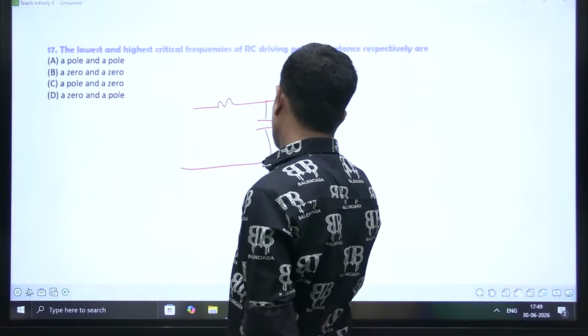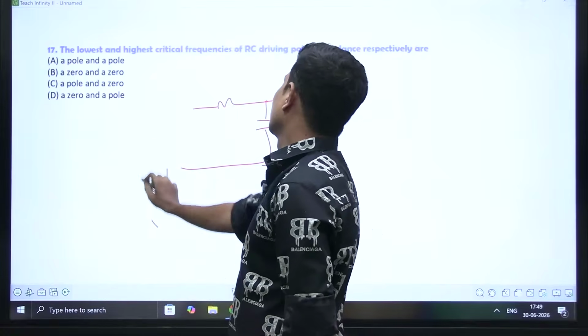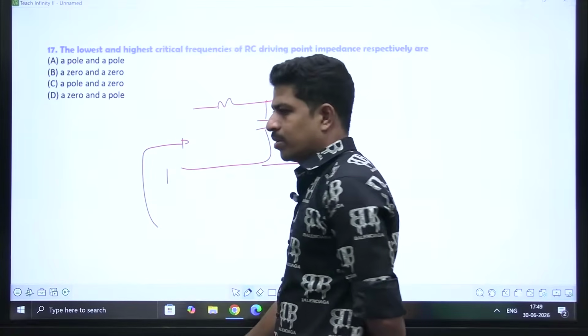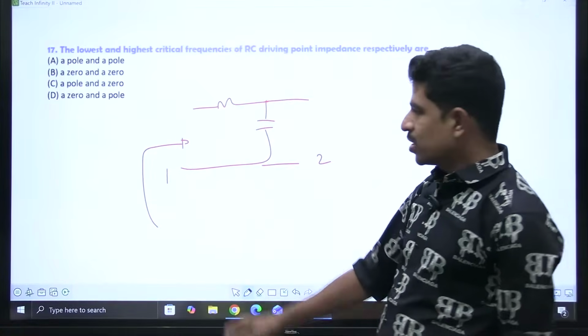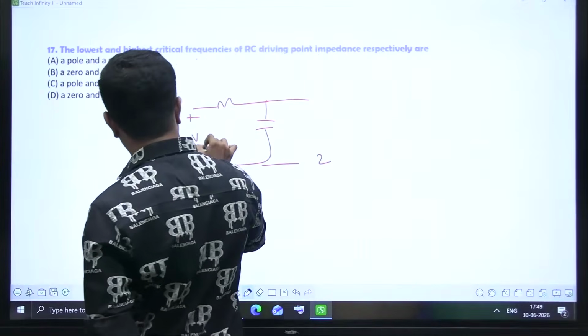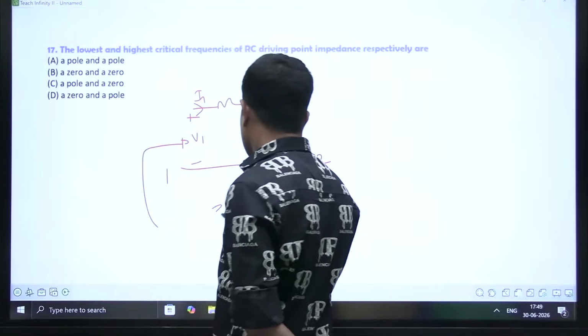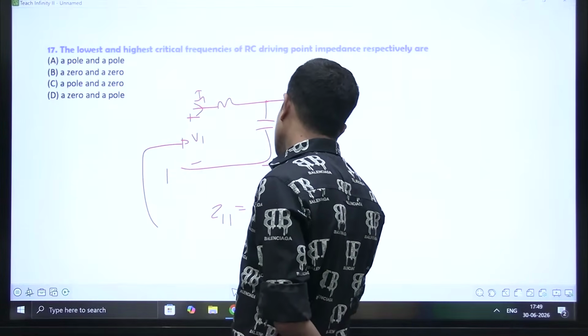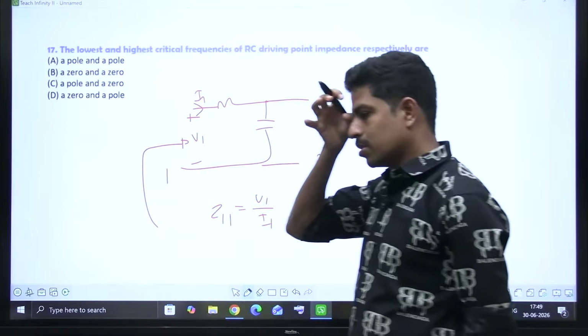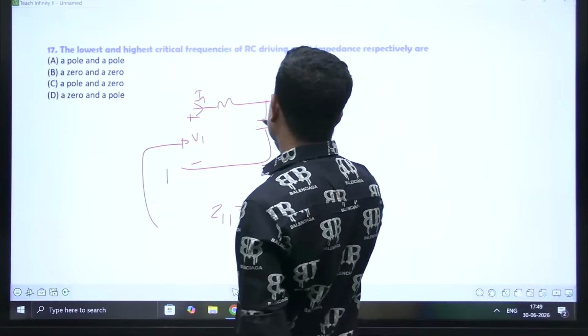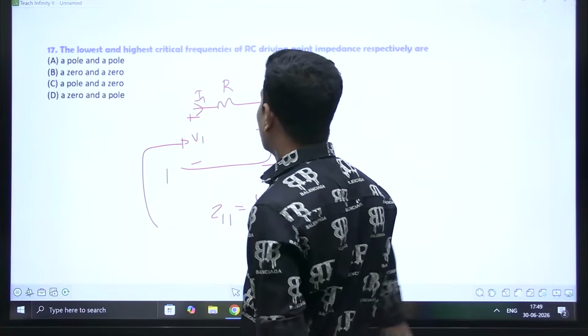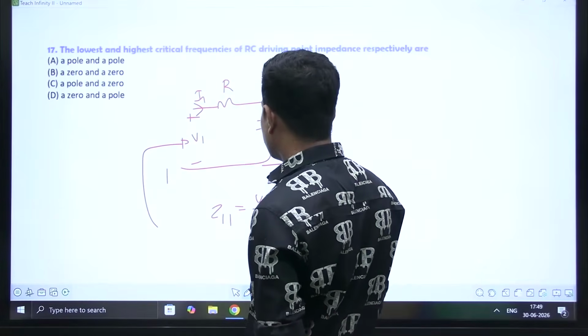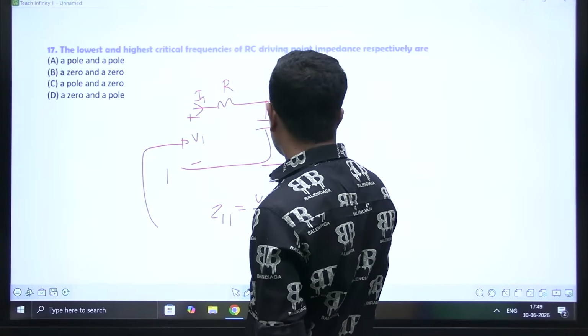Okay, this is port 1, this is port 2. This is called the driving point. Driving point impedance means voltage from one port, current from the same port. So Z11 is called the driving point impedance. Now this is 1 by CS, this is R, this is R. If you work it out, you will get the impedance, and you will get one pole and one zero.